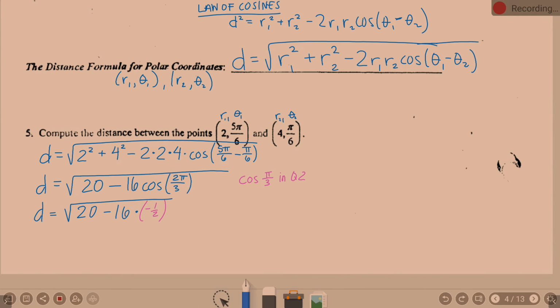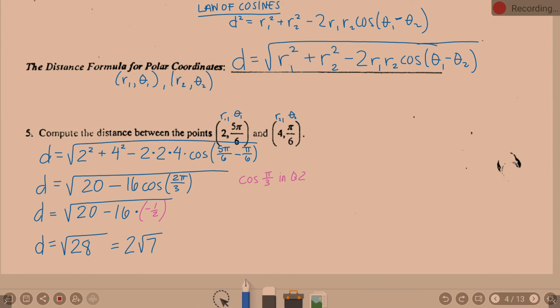Okay. What do we know here? Minus 16 times minus 1/2. Well, half of 16 is 8. A negative times a negative is going to make it plus 8. So we really end up with the square root of 28, if we can do some basic math. Basic math is a little rough. 20 plus 8 is 28. Now, we could express this as 2 square roots of 7, right? Because 28 is 4 times 7, the square root of 4 is 2, so 2 square root of 7.